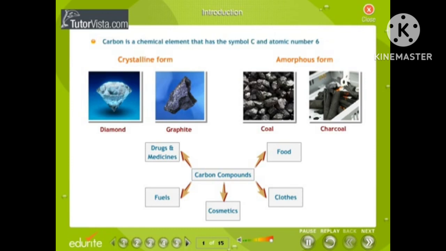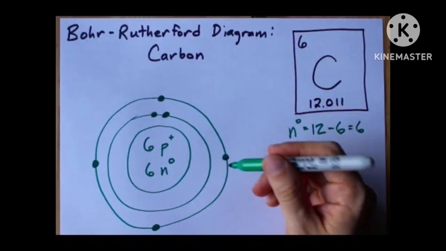It has 3 isotopes with mass numbers 12, 13 and 14. C14 is radioactive. Elemental carbon exists in nature in crystalline as well as amorphous forms as shown here. In combined forms, carbon is present in the food we eat, the clothes we wear, the cosmetics we use, in fuels and many of the drugs and medicines. Carbon is a special element because it plays a dominant role in the chemistry of life. Now students, let's go to know about carbon and its compounds.